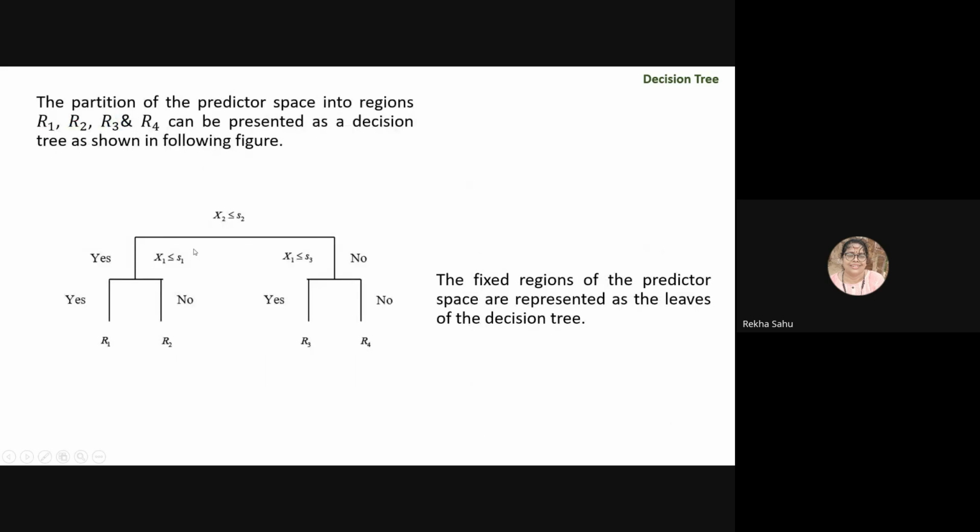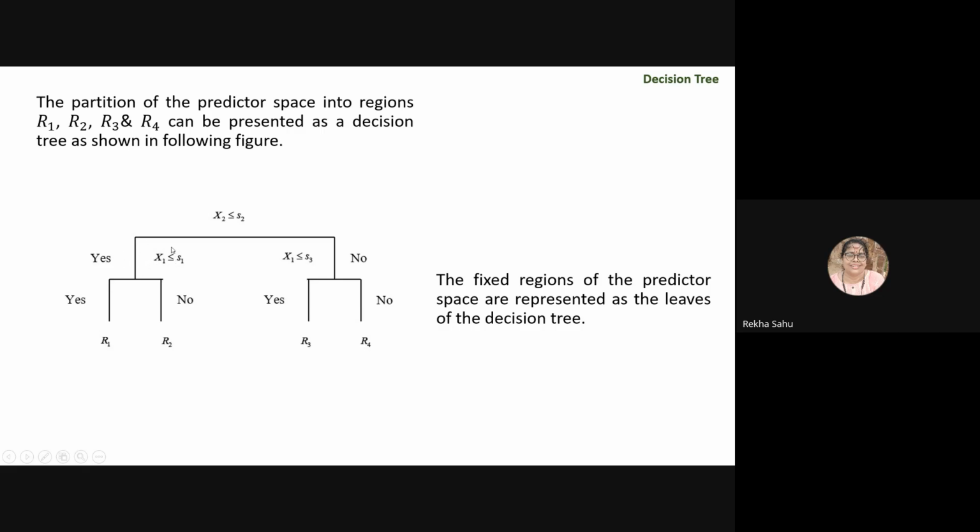So finally, after finding these regions, you can create the decision tree like this. Your root value is here, this one. The root, X1, is considered first, then X2 is split. Again, after the X1 is split here.